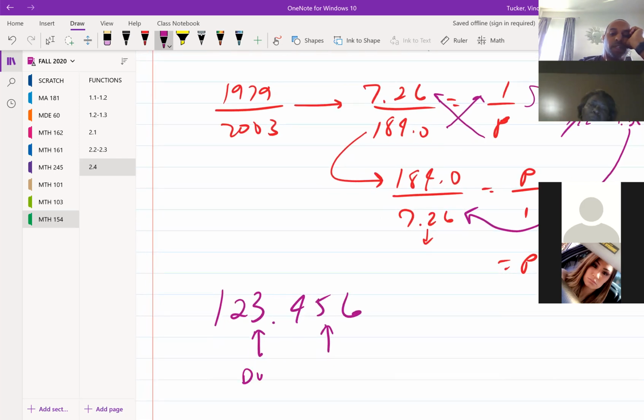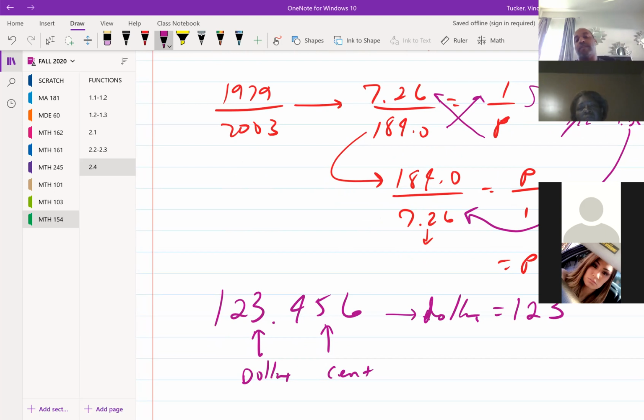So this is the nearest dollar, and this is the nearest cent. Remember, if you're going to round, the value to the right has to be 5 or greater if you're going to round it up. If I'm rounding to the nearest dollar, I'm looking at the 3, and the digit to the right of 3 is 4. Since 4 is less than 5, the 3 stays the same. So it's just 123.